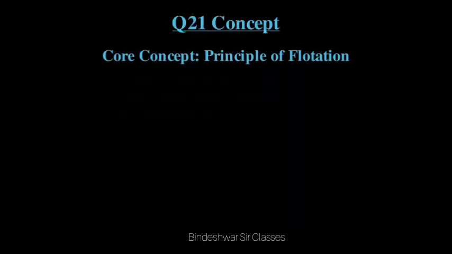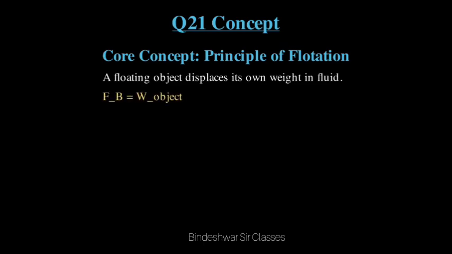The key concept here is the principle of flotation. This principle is a special case of Archimedes' principle. It states that a floating object displaces a weight of fluid equal to its own weight. So, for any floating object, like our ship, the buoyant force acting on it must exactly balance its total weight. We can write this as F_B equals W_ship. We also know that F_B equals rho_fluid times V_submerged times g.